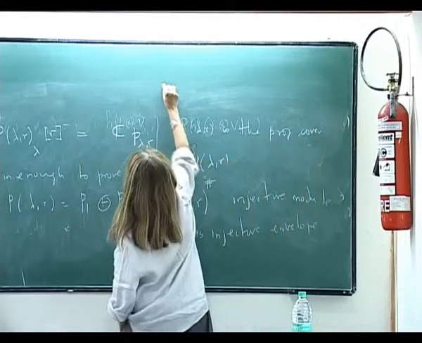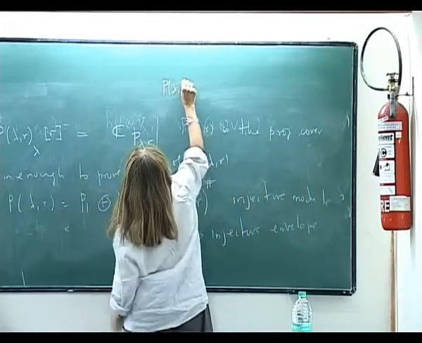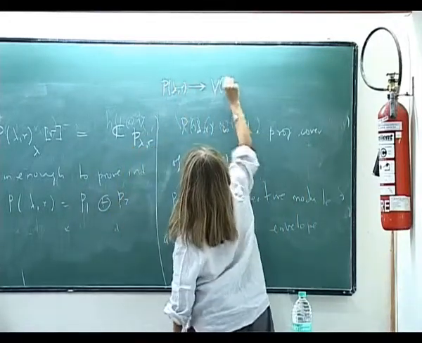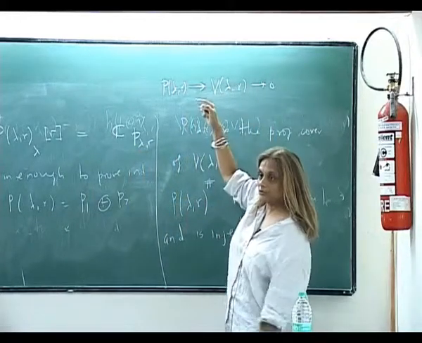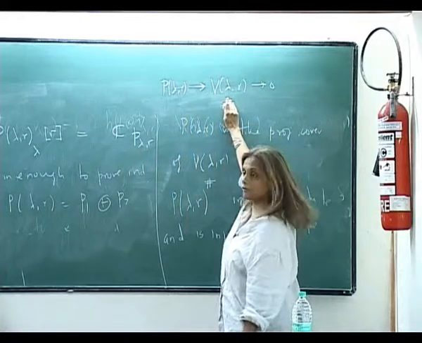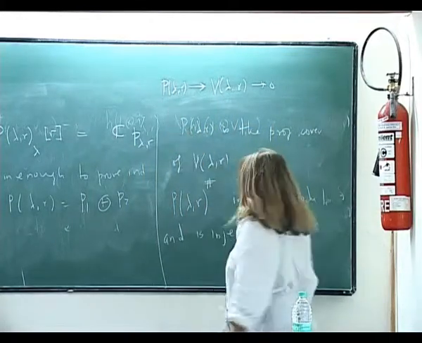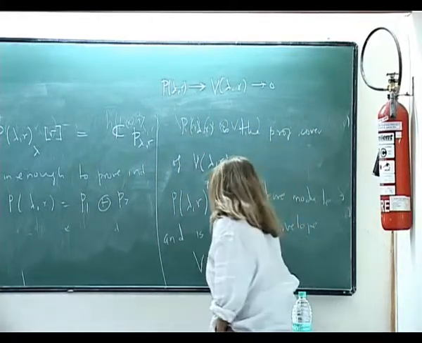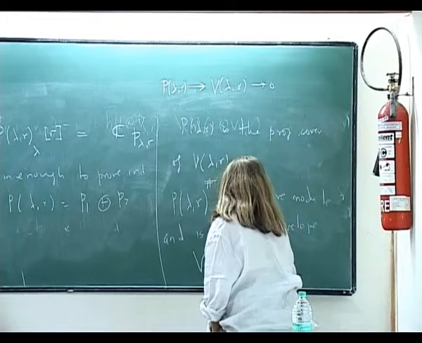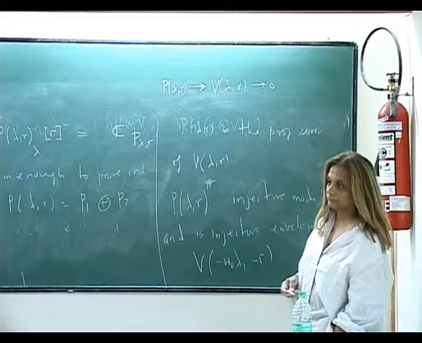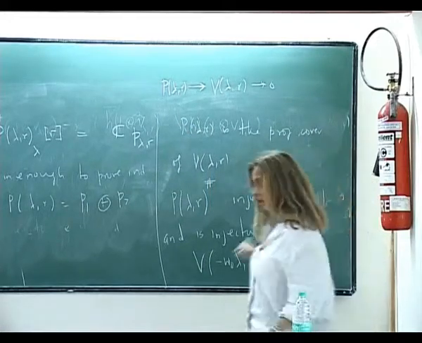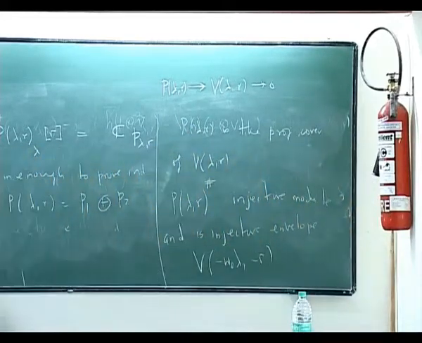So what I said over here is that P lambda R maps onto V lambda R, right? And now I'm going to dualize. So when I dualize, I have to dualize this module and this module. So it's the injective envelope of V minus W naught lambda minus R. Okay?